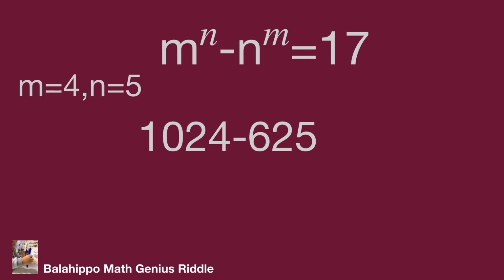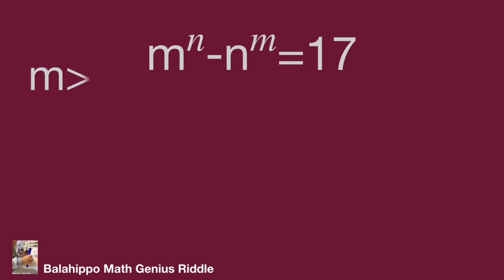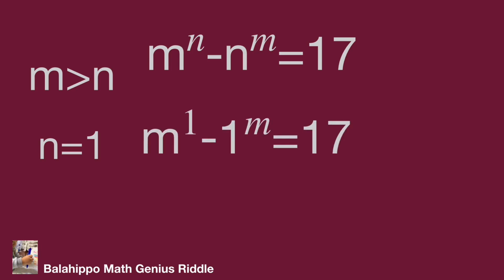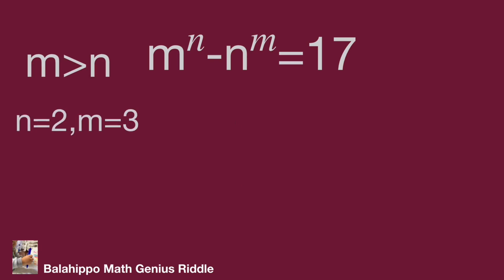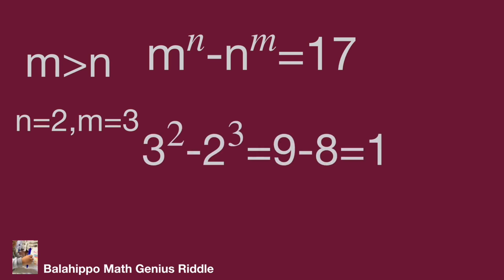Okay, then check if m is larger than n. While n equals 1, we get m to the power 1 minus 1 to the power m equals 17. Easy to get m equals 18. This is another solution. While n equals 2 and m equals 3, we get 3 squared minus 2 cubed equals 9 minus 8 equals 1, not equal to 17.